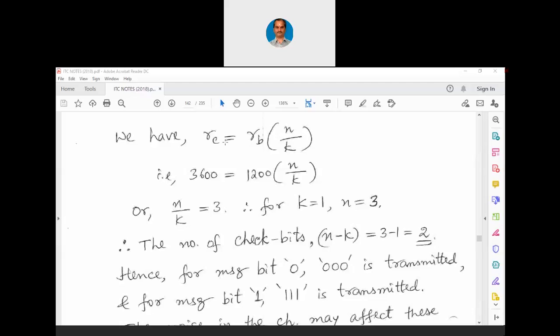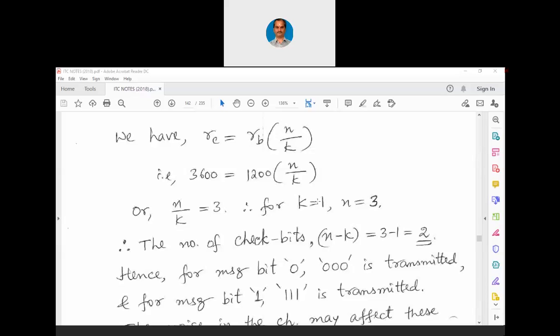So naturally we have this RC equals RB into N by K, or 3600 equals 1200 into N by K, or N by K is now 3. Now for K equals 1, let us say for every 1 bit, we have total number N is 3. That means for every 1 bit of information, we should add 2 check bits. Anyhow, it is given that modem can have 3.6 kbps and the source is having 1.2 kbps.